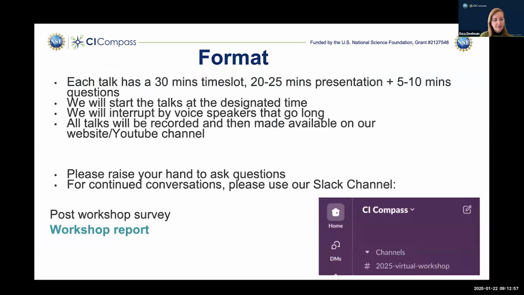So the format of the talks will be 30 minutes. We have the slots that will start punctually on time. The presentations will be 20 to 25 minutes with 5 to 10 minutes of questions. We'll interrupt the speakers if we go too long to make sure that we stay within our time frame. All the talks will be recorded and available on our website and YouTube channel. So obviously, I know people's schedules are very busy, so if you miss something, you can look at it afterwards.